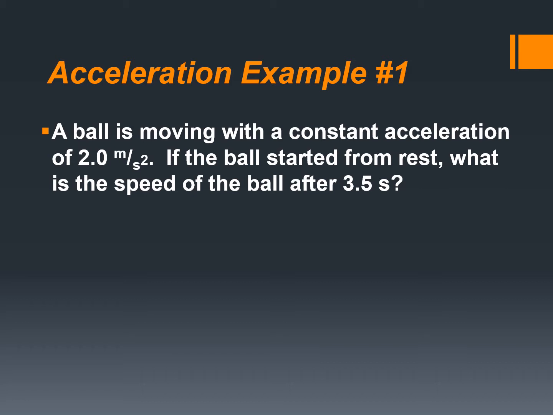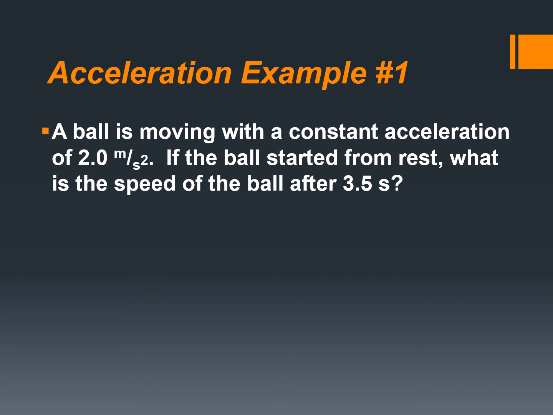Now there's two ways of doing this. Number one, we can think about what acceleration is. It is change in velocity over time. So 2.0 meters per second squared means that the velocity is changing in the positive direction by 2 meters per second each second. So if it starts from rest, then it has a zero initial velocity and it's going to go positive 2 meters per second each second.